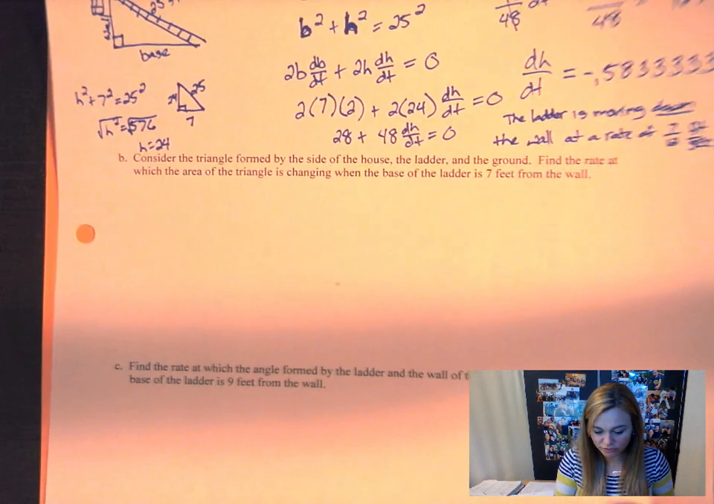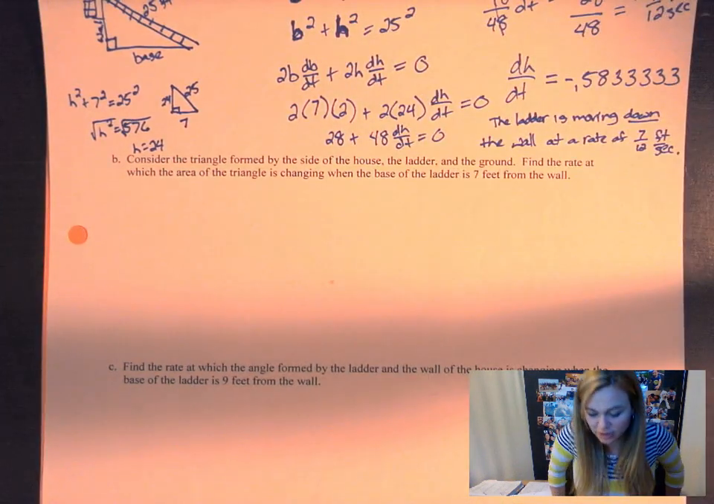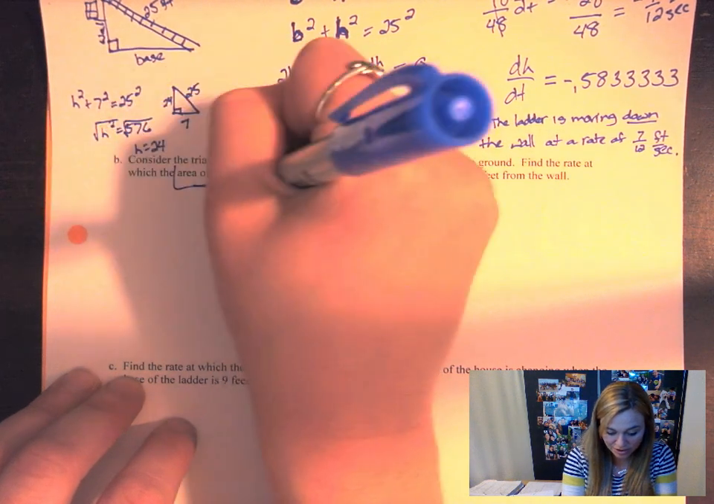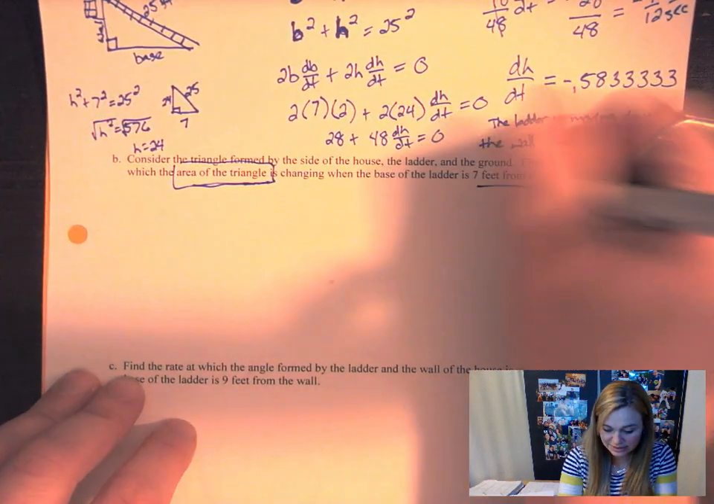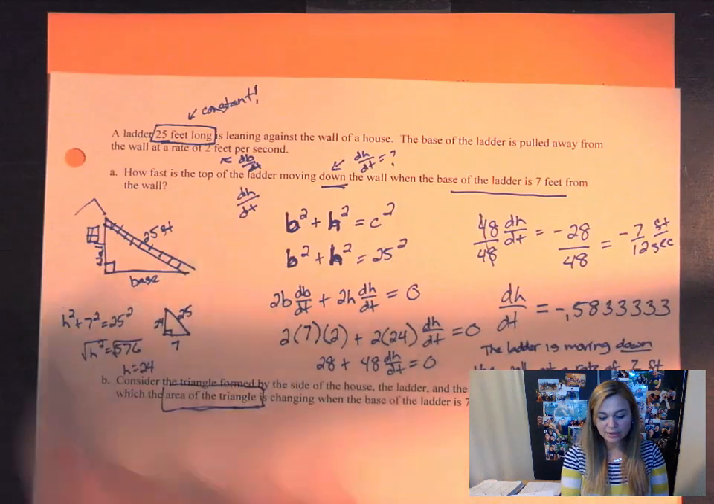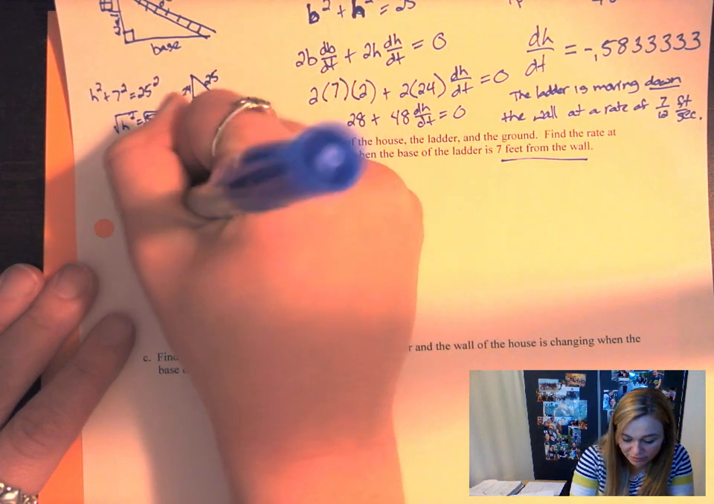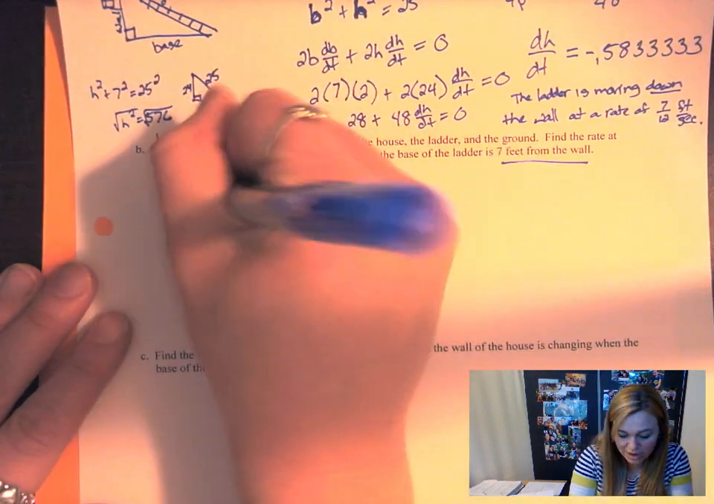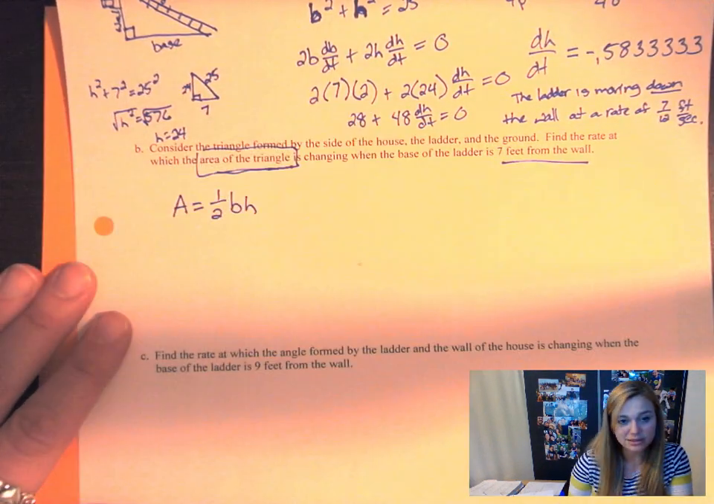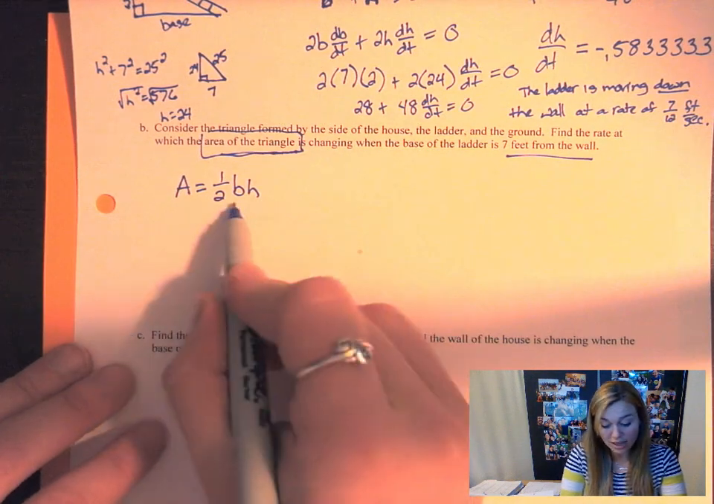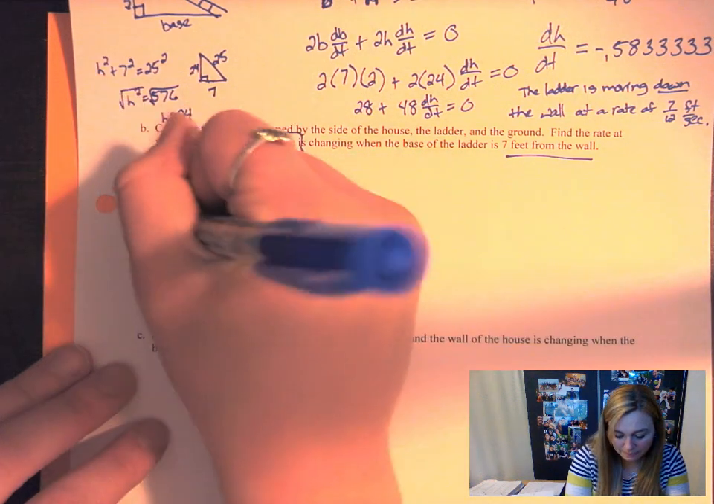Consider the triangle formed by the side of the house, the ladder, and the ground. Find the rate at which the area of the triangle is changing. So this time is area, but it still says 7 feet from the wall. So I still can use any piece of information that I used up here. I can use it down here. So I'm going to say area of any triangle is 1/2 base times height. There's some easier formulas if you've got an equilateral triangle, but whatever. Area is equal to 1/2 base times height.